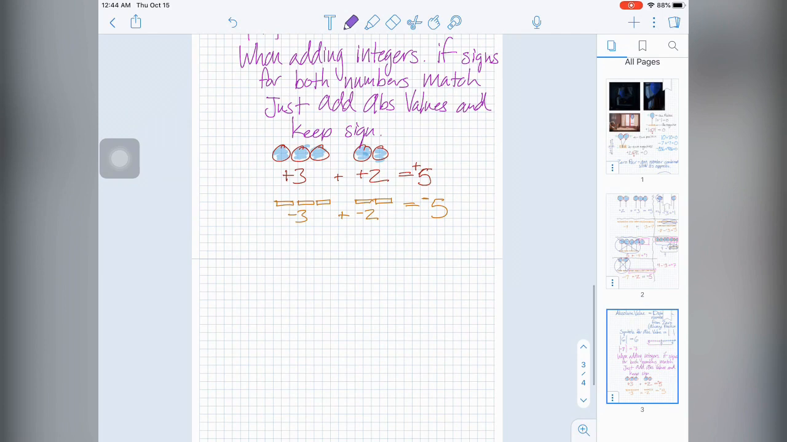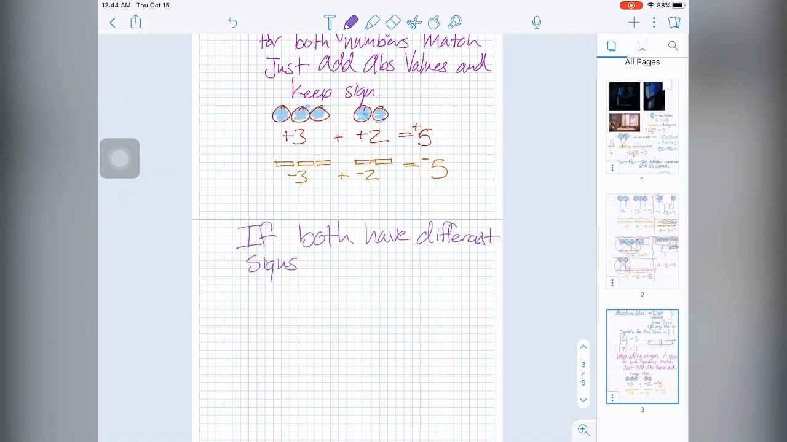But if both numbers have different signs, we are going to subtract the absolute values, and we're going to keep the sign of the larger number.